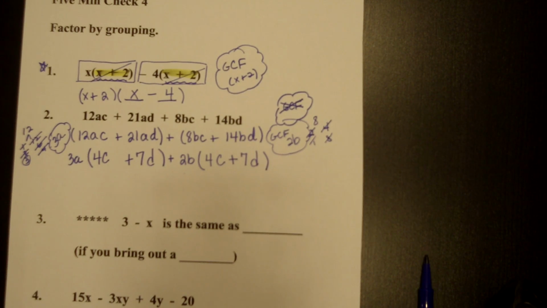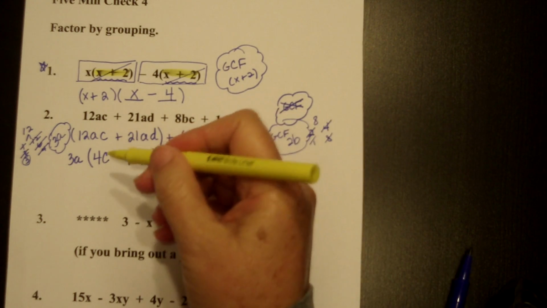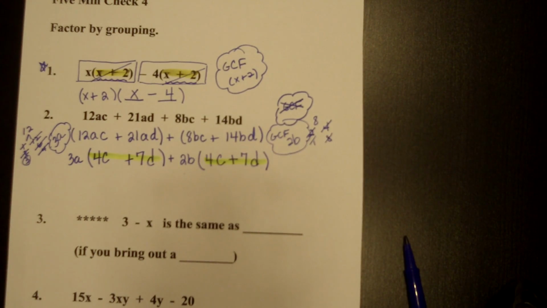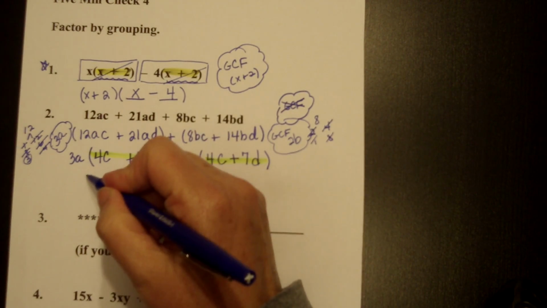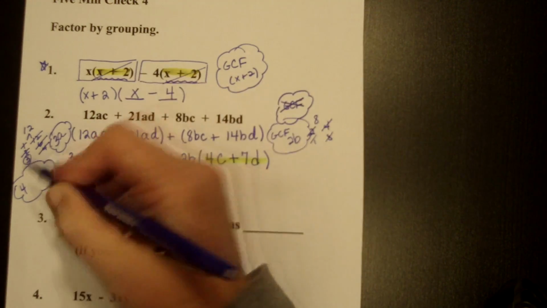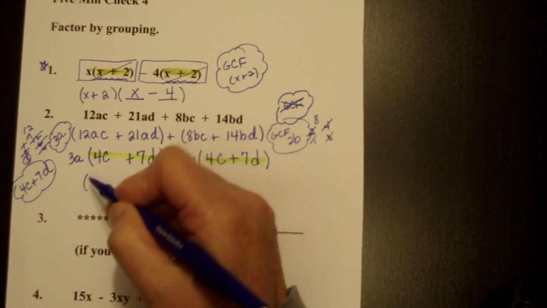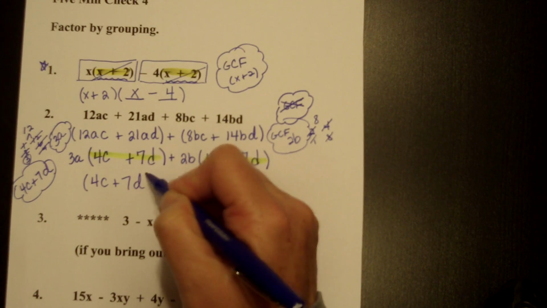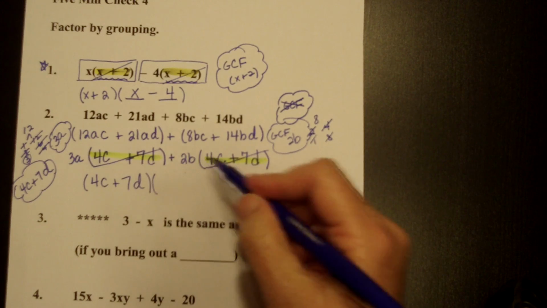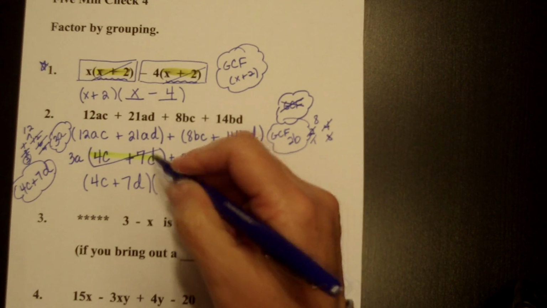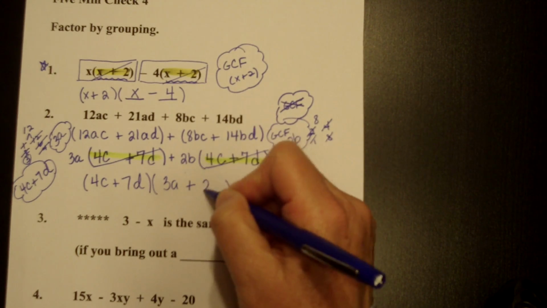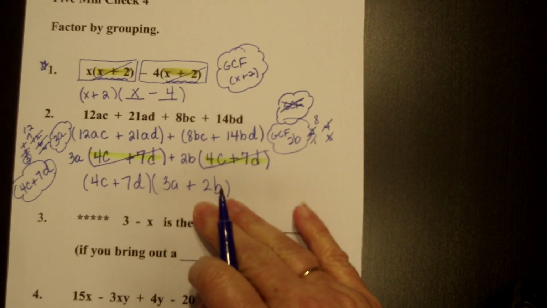Well, the common factor this time is what? 4C plus 7D. That's going to be my common factor on this one. So we're going to take that and we're going to bring it out. So out here, my GCF is 4C plus 7D. So that's going to come out. All right, and what do we do next? Cancel those out, write my parentheses. This was 2 terms. I write 2 terms, and my 2 terms are 3A and positive 2B. And this should be the answer.